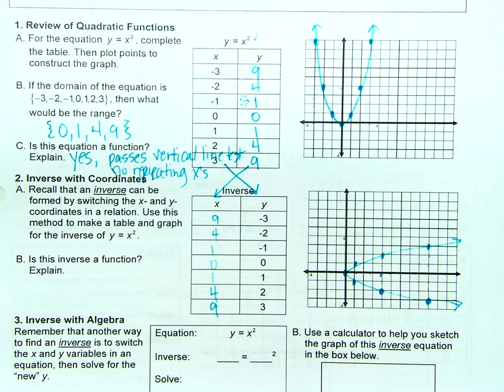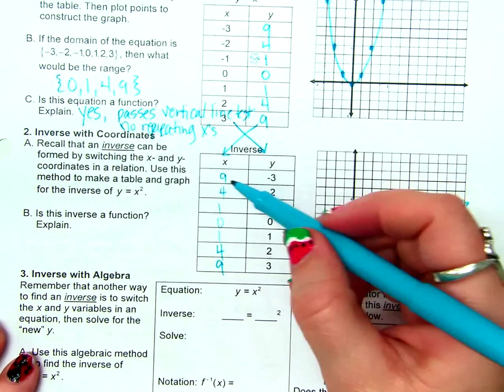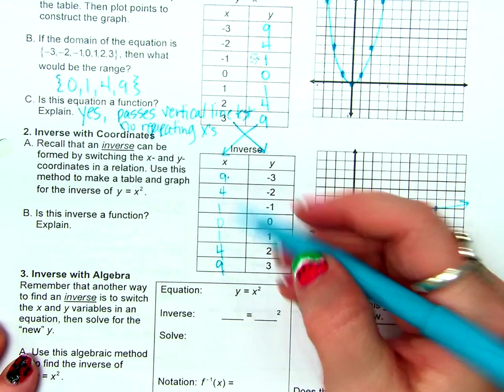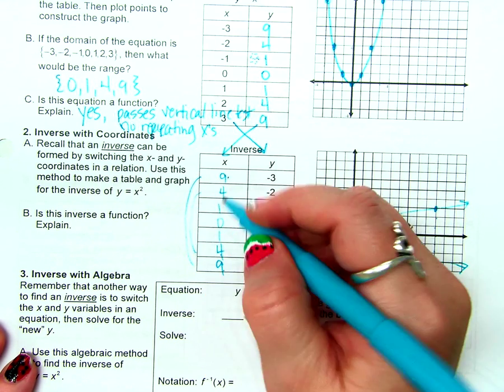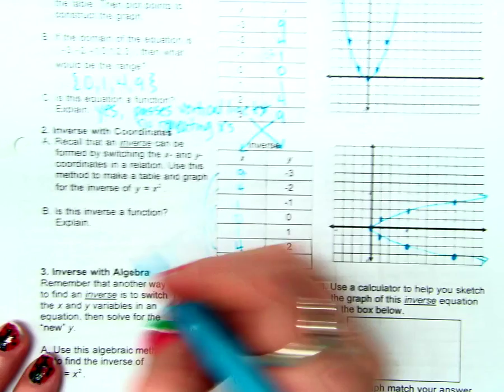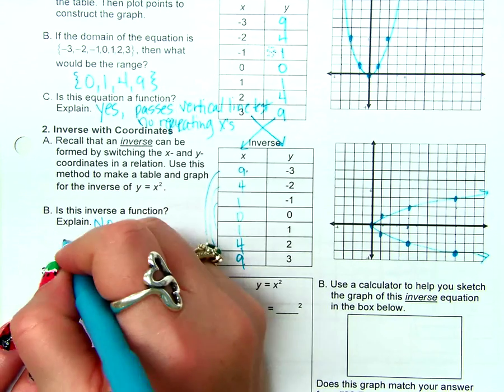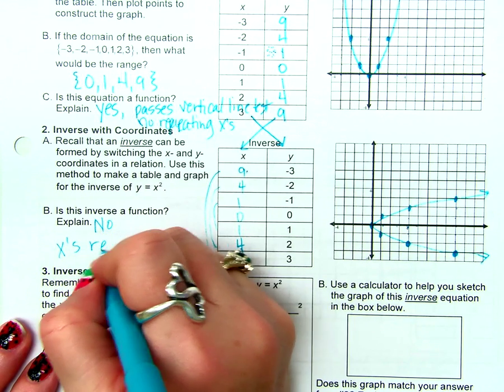Is this inverse a function? Nine is here. 9 is also here. 4 is here. 4 is also here. 1 is here. 1 is also here. No. The x's repeat.